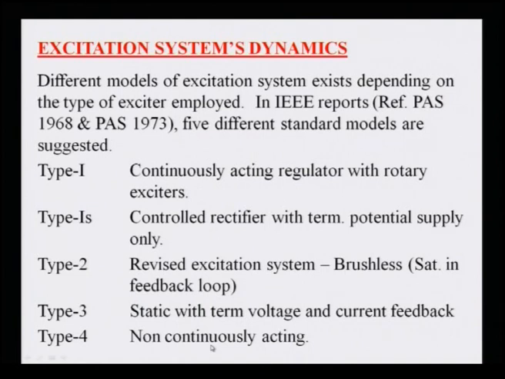And type 4 is the non-continuously acting excitation system. Normally most people go for the type 1 excitation system, and that gives a good representation even if your machine is used with some other excitation system. If you use one of the excitation systems like type 1 or type 1S, this gives a better picture of your stability.